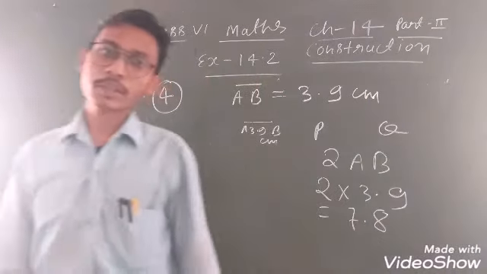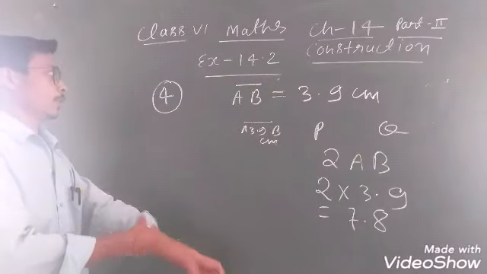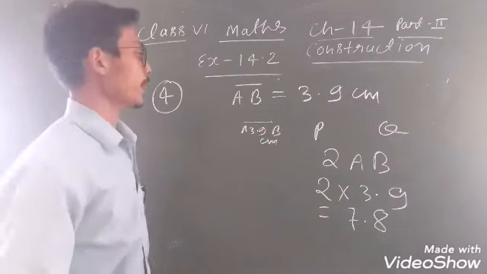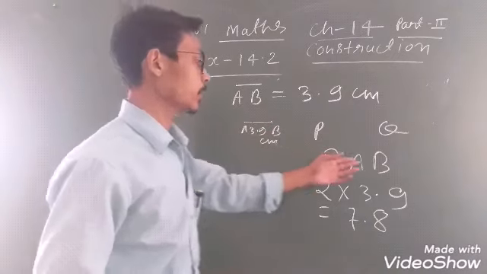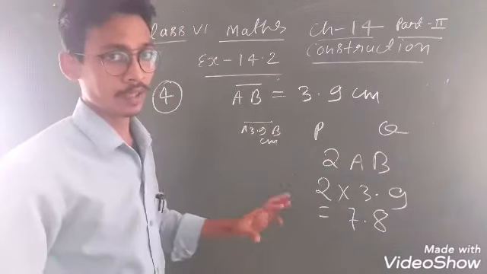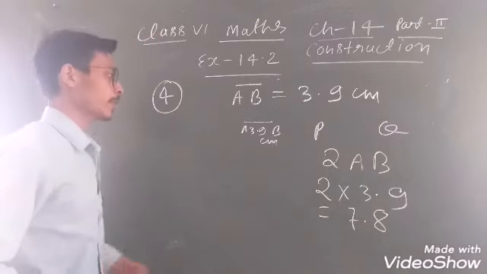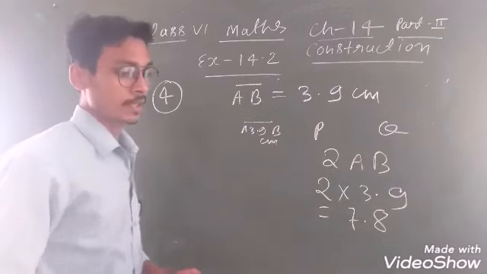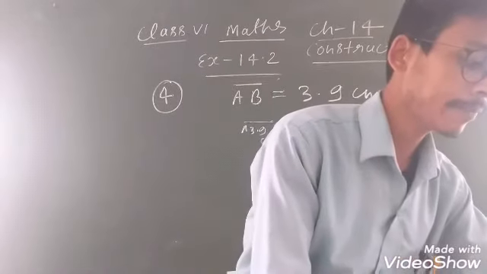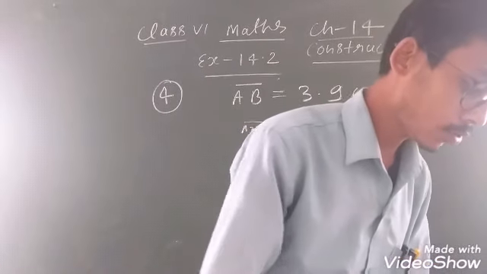Okay students, so we were discussing AB. Now in question number 4 it is given AB equal to 3.9 centimeter and you have to draw PQ which is twice of AB. Clear student? Now you know that very well, twice of AB means 2 multiplied by AB. Clear student?